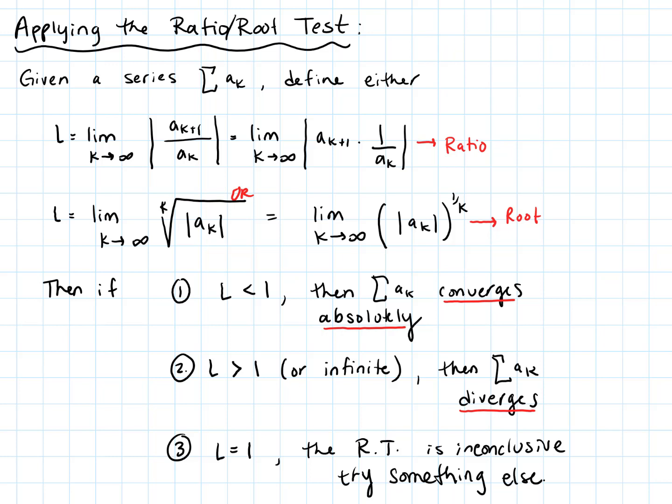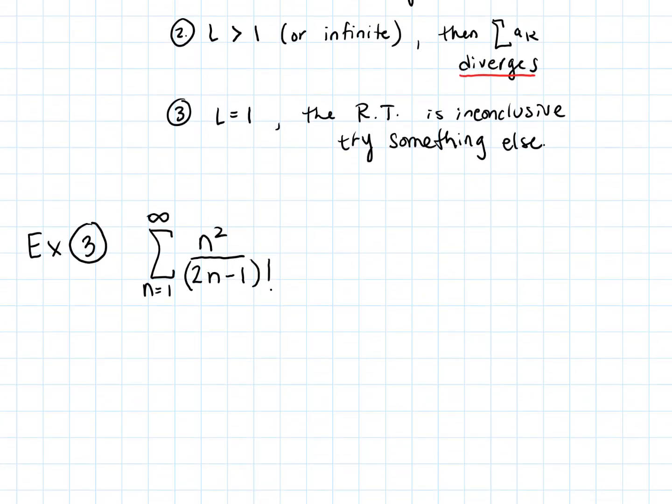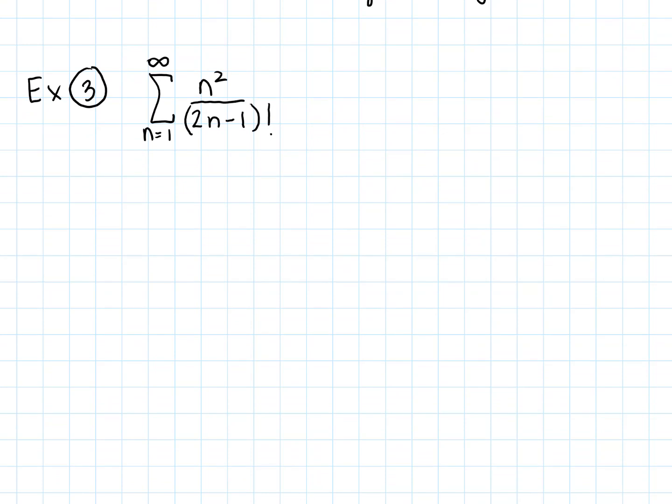Okay? So we take a limit as k goes to infinity of one of those two things, define a new L. And then if that quantity is less than 1, then we have absolute convergence. If that quantity L is greater than 1, which includes infinity, then a sub k must diverge. And if L equals 1, root test and ratio test are inconclusive and we have to try something else. Okay, so that's our process, and now let's jump into some examples here.